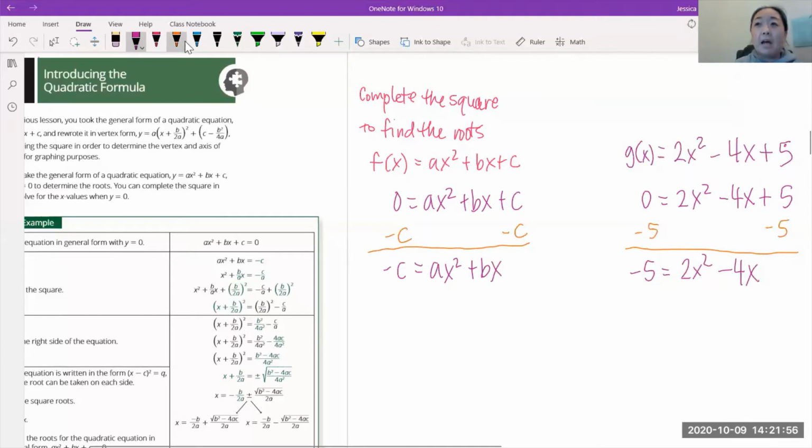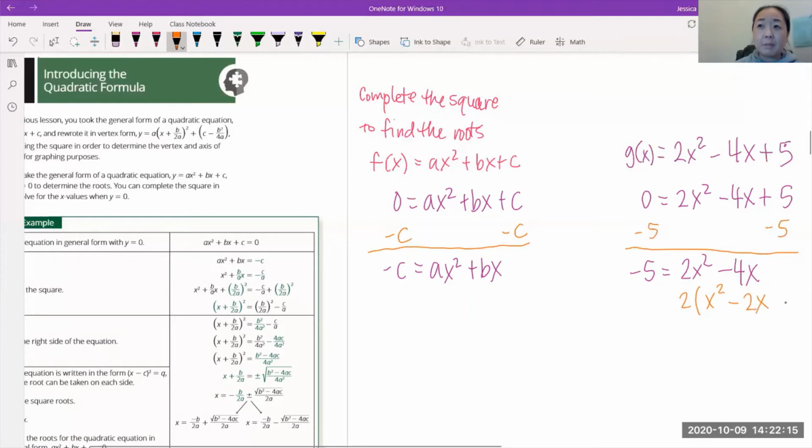So now, if you notice here on the right-hand side, we cannot have this coefficient equal to 2. We need it to be 1, so we're going to factor that out. So we're going to go 2 parentheses x squared minus, remember we're factoring out that 4. So it's like 4 divided by 2, which is going to be 2x.